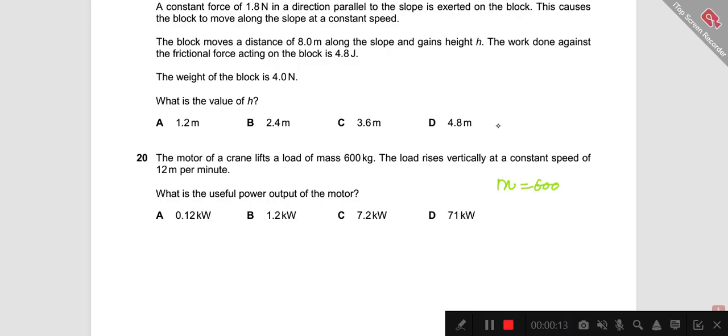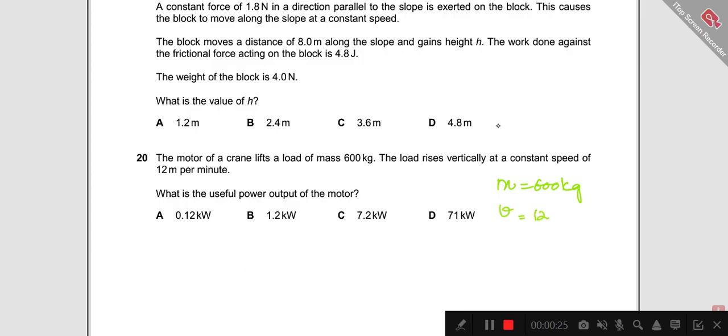So starting with MCQ number 20, it says the motor of a crane lifts a load of mass 600 kilograms. The load rises vertically at a constant speed of 12 meters per minute. Since the final answer is in watts and kilowatts, the velocity has to be in meters per second. If it is 12 meters per minute, it would be 12 by 60 meters per second.